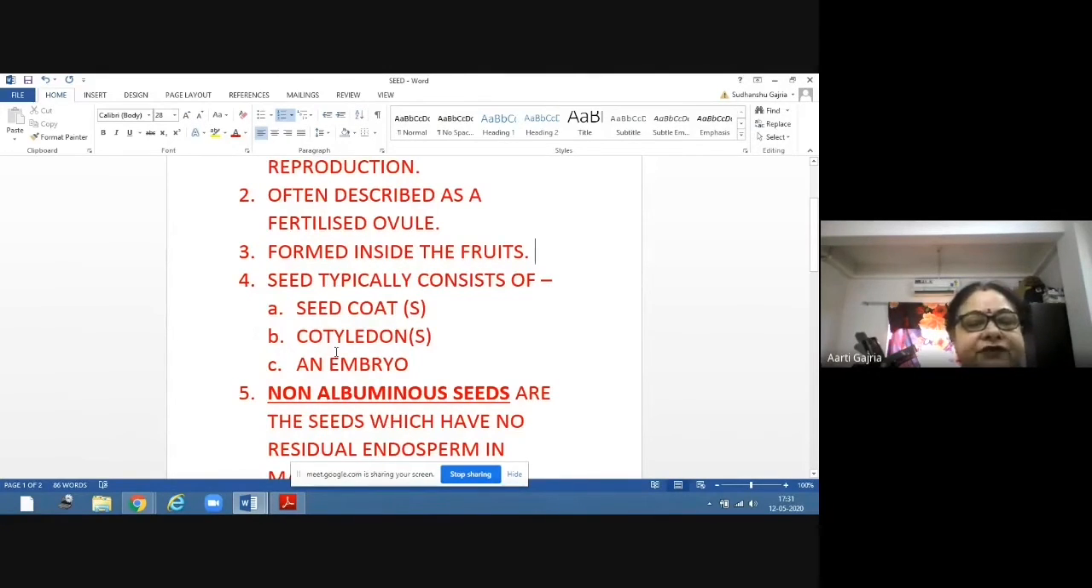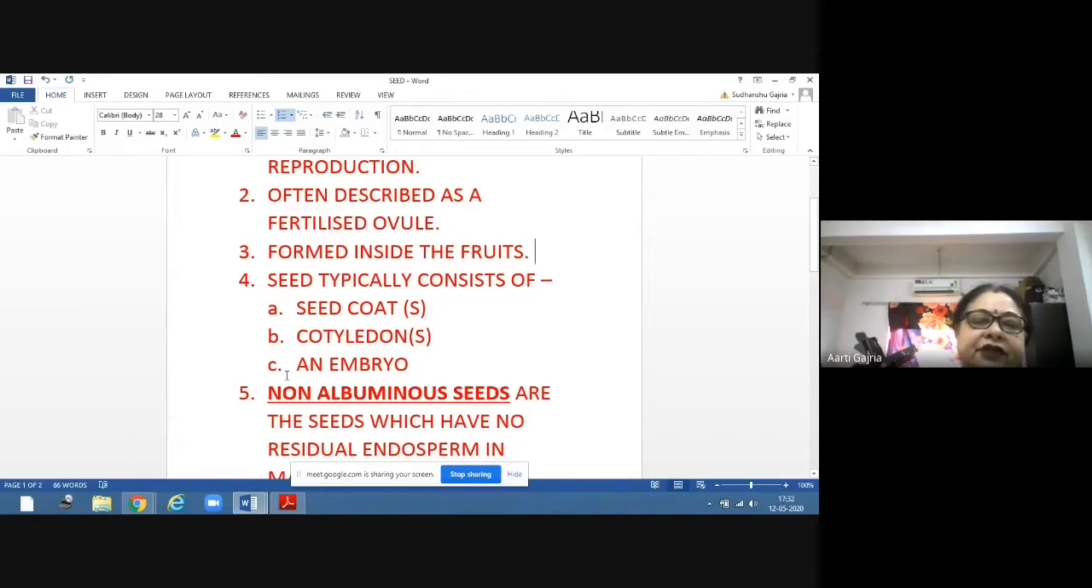The second is cotyledon. Cotyledon is the structure which is having reserve food material for the seed, the embryo. And this cotyledon also can be one, it can be two. If it is one, the seed is called monocot. If it is two, it is called dicot. And this cotyledon is the reserve food material for the embryo inside the seed.